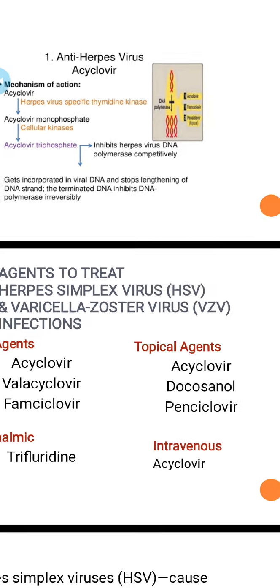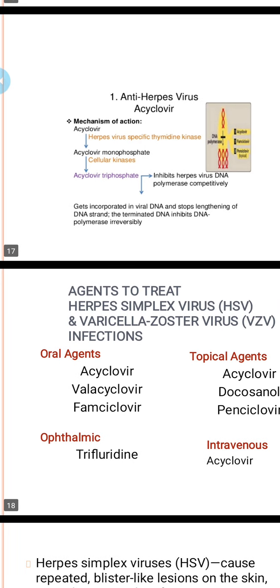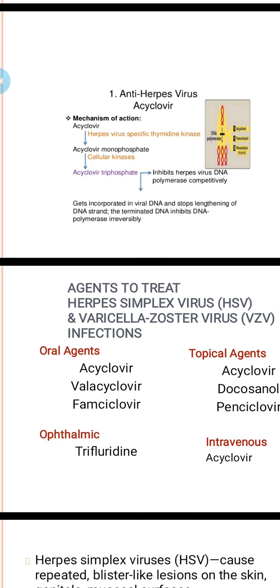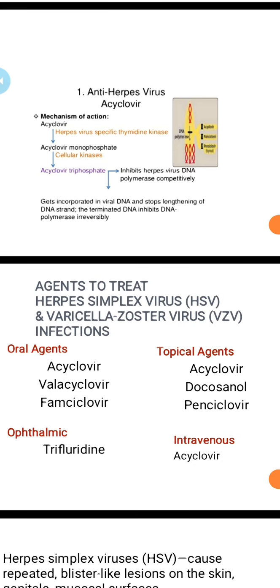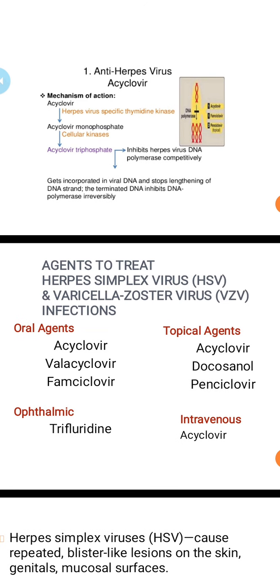Agents to treat herpes simplex virus and varicella zoster virus infection. Example: acyclovir, valacyclovir, famciclovir. These are the oral agents. Ophthalmic herpes virus infection can be treated by trifluridine. There are a few topical agents like acyclovir, which is also used topically, docosanol, that is the inhibitor, and penciclovir. For intravenous, we have acyclovir also. So acyclovir can be used by oral, topical as well as IV route.